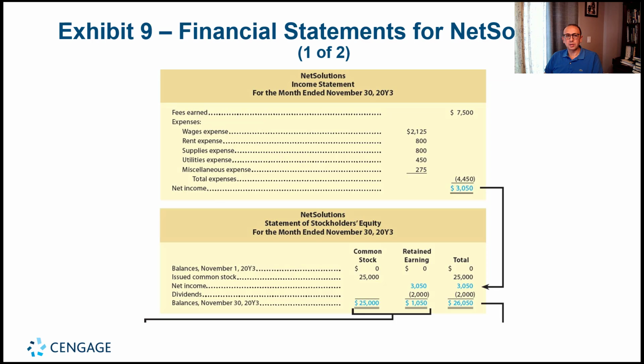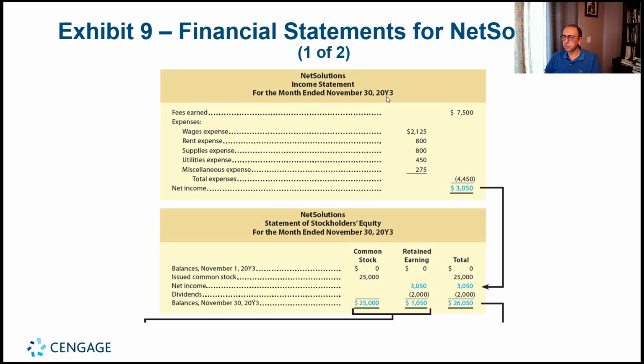So let's start with the income statement and see an example of how it looks. You see here, we always start by writing the name of the business. Net Solutions is the name of the business. Then we have the title of the statement, which is income statement. And as you see, it's for the month ended November 30, 2003, or year 3. This means that it covers a month that ends on November 30th, so technically it's from November 1st to November 30th.